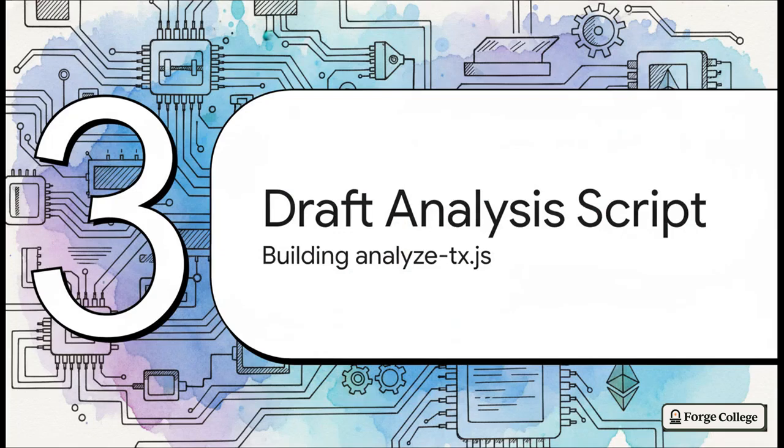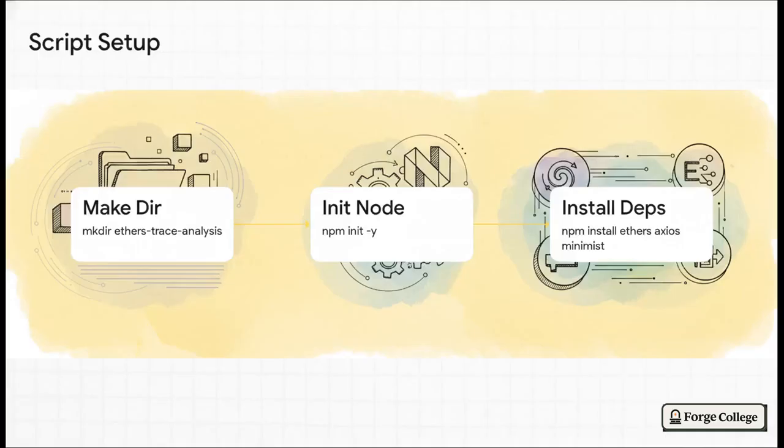All right, section 3, drafting the analysis script. It's time to build our analyze-tx.js file. Okay, so let's roll up our sleeves and actually build this machine from scratch. The initial setup is a total breeze. First, we just make our directory, then initialize our node project, and finally, we install our crucial tools. We're going to need ethers for decoding, axios to fetch raw data from our node, and minimist to quickly parse our command line arguments. Pretty standard stuff, right?